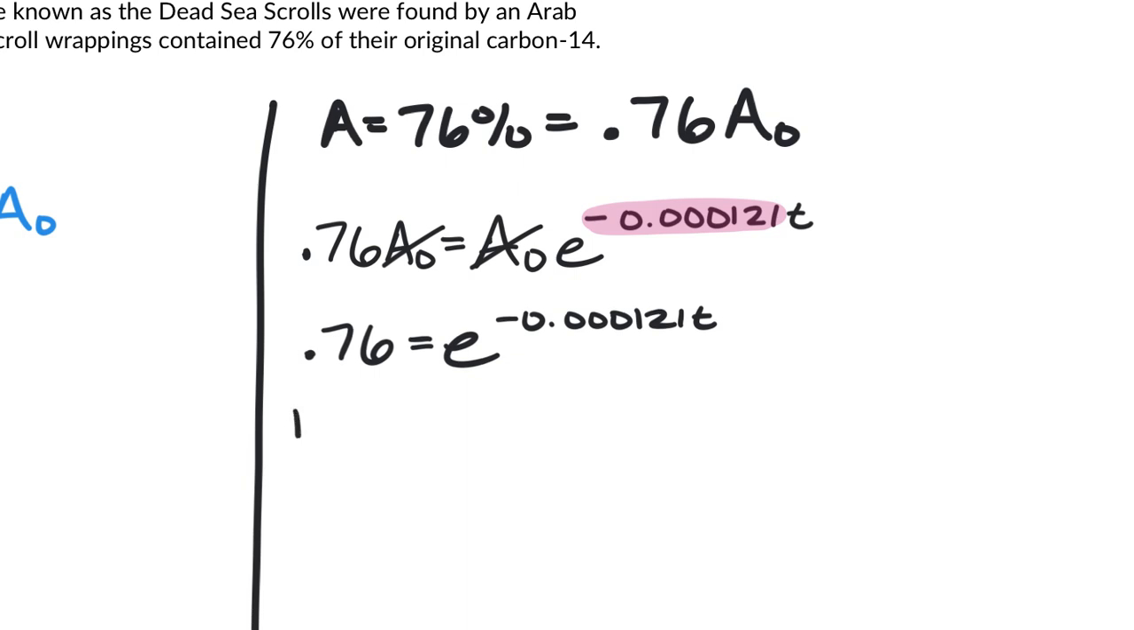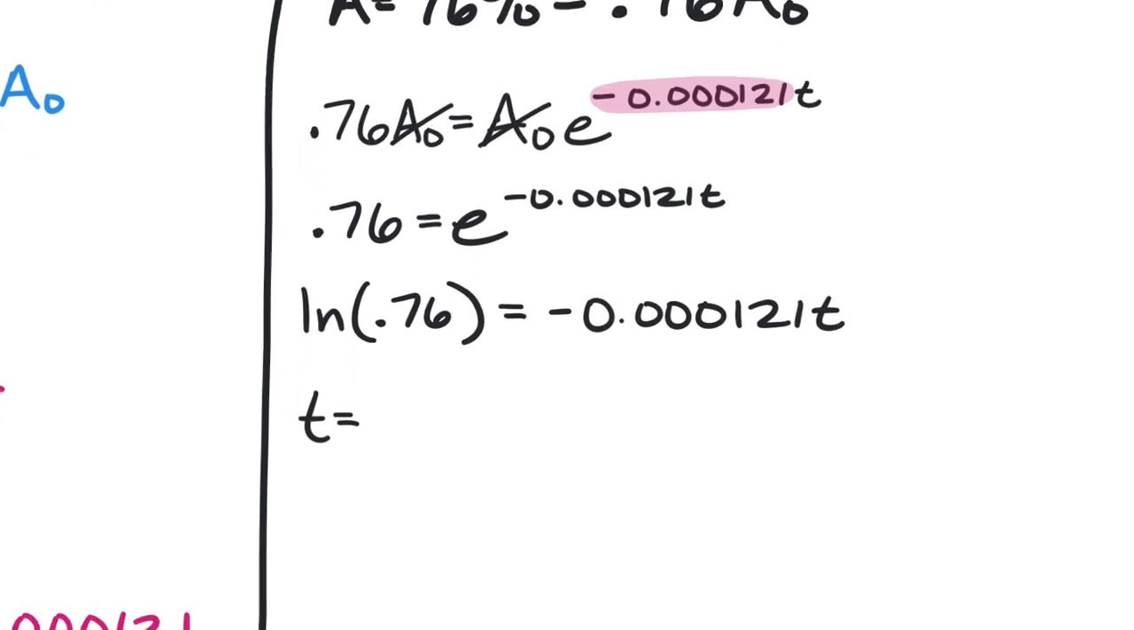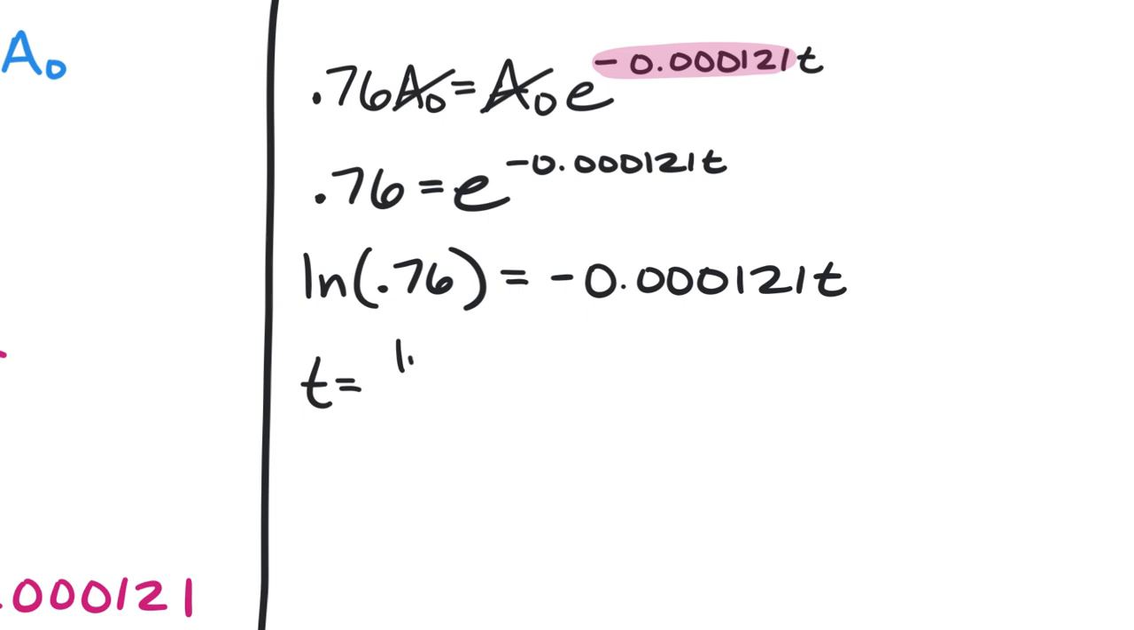We take the natural log of both sides, and because I think we'll start to see this pattern, the natural log and the e are going to cancel each other out. So we can go ahead and do that step in one fell swoop. To solve for t, all I have to do is divide by that k value on both sides. So I will do natural log of 0.76 divided by negative 0.000121. We'll pop that into a calculator.